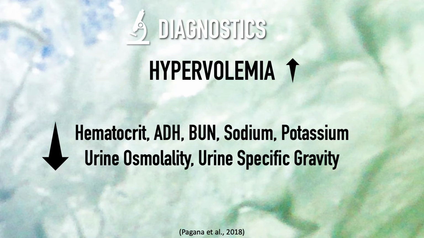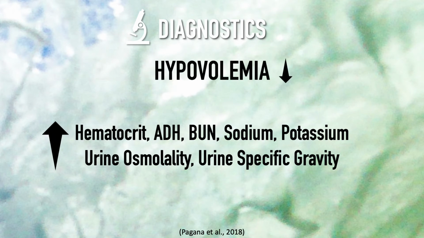Our main diagnostic tests are going to be our lab values to look at electrolytes and dilution of our fluids. In hypervolemia, our fluids are going to be diluted because of all that extra water in our system. Due to this, we are going to see a reduction in our lab values. You may see the following lab values decrease: hematocrit, ADH, BUN, sodium, potassium, urine osmolality, and urine-specific gravity.